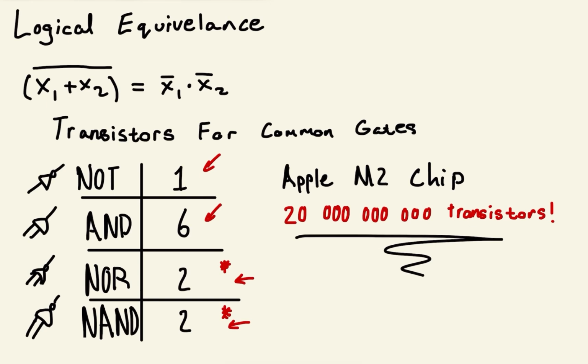This is something important to take note of, as a CPU such as the Apple M2 chip uses 20 billion transistors, so optimizing the number of logic gates and in turn transistors we need is very, very important when manufacturing CPUs.